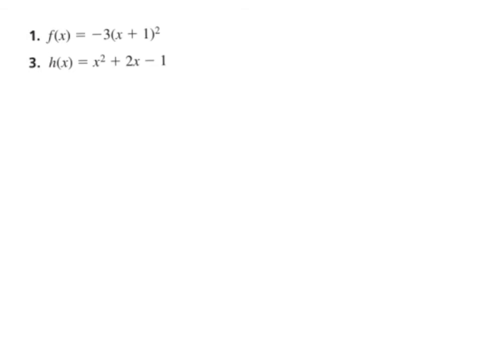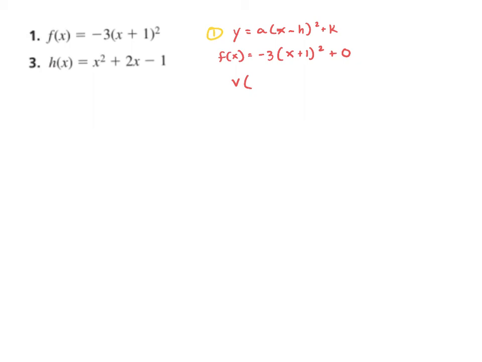So this first one, number 1 here, this is written in vertex form. y equals a times x minus h squared plus k. But we have f of x in place of y, but that's fine. They mean the same thing. Our a is negative 3, x plus 1, and they have nothing out there on the right-hand side, so that essentially just means it's a plus 0. There's nothing added on.